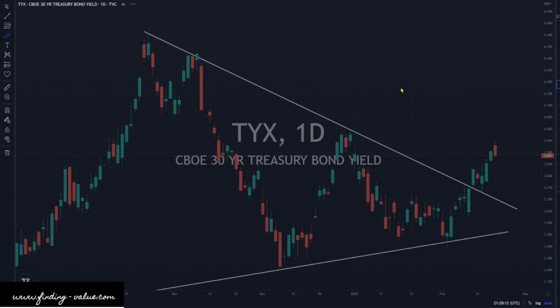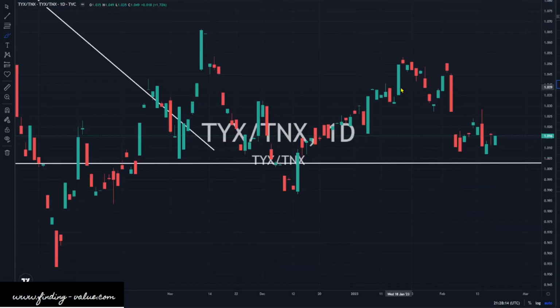TYX, TNX ratio, basically flat. So looking at this data, the way that I would look at it, the curve is normalizing a little bit, and we have a weaker dollar. I'd say precious metals would be slightly stronger given this data.